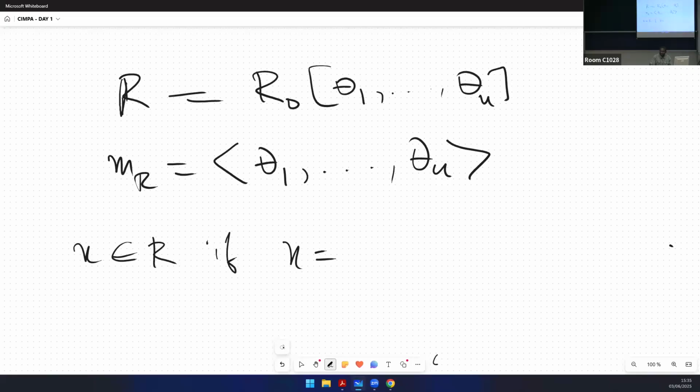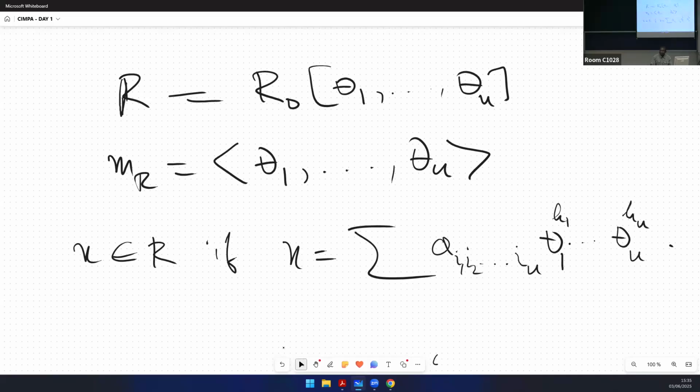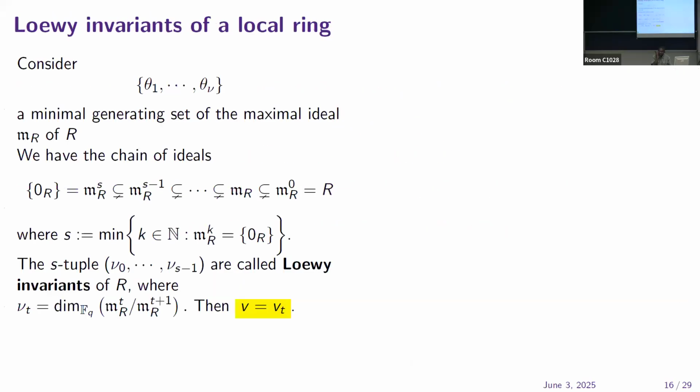Okay, x is an element of R if x is the sum of a1, a2, ..., au, where the coefficients are elements of the Galois ring. We can write any element of a finite local ring in this sense, with the coefficient local ring of the finite local ring. It becomes continuous.